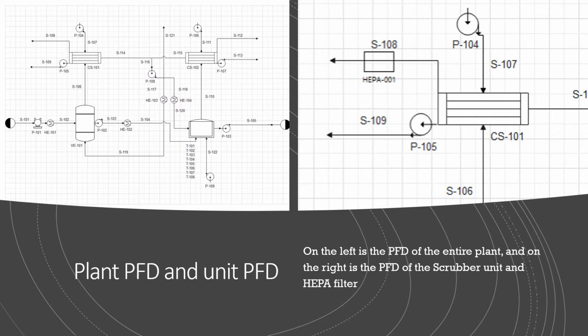So on the left is the process flow diagram of the entire plant, which was presented in the first group report, along with the main design. And on the right is the detailed design specific to the individual report in this main section, with the scrubber and all of its flows in and out, as well as the auxiliary HEPA filter unit on the gas outlet.